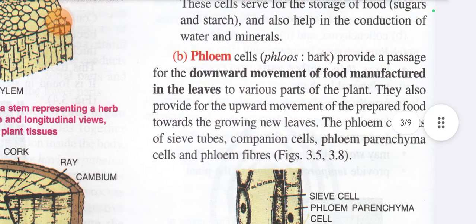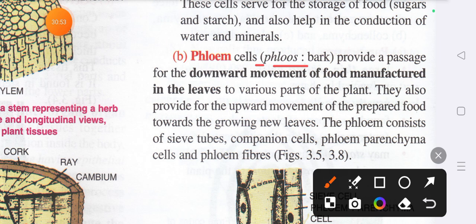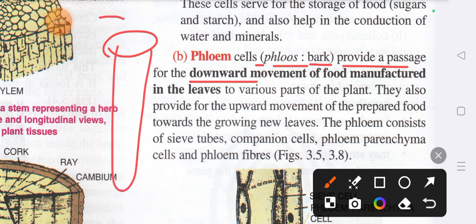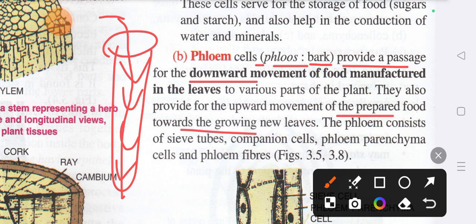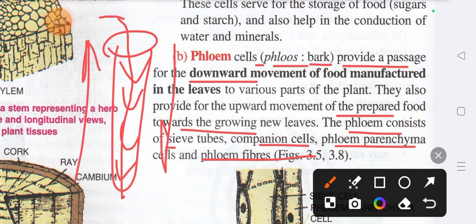Next thing we have is phloem. Very important. Phloem provides a passage for downward movement of food manufactured in leaves to various parts of the plant. So phloem is also some kind of structure like this, which transports the food from the leaves to the roots of the plant, like this downward movement. They also provide the upward movement of prepared food towards the growing new leaves. The phloem consists of sieve tubes, companion cells, phloem parenchyma, and phloem fibers. One more important thing: xylem has only one direction, that is upwards, but phloem can move both upwards and downwards.